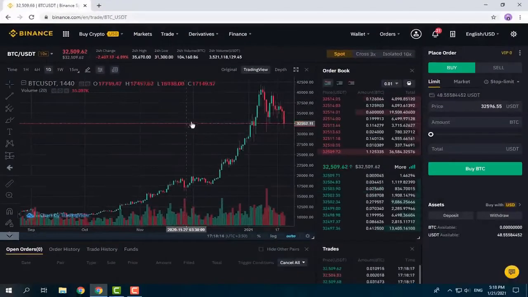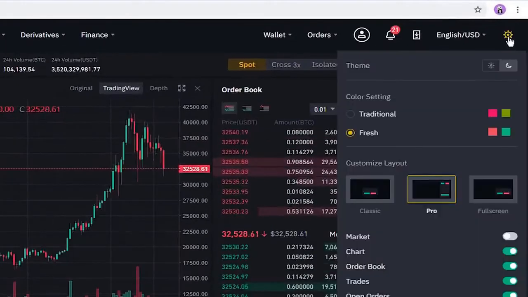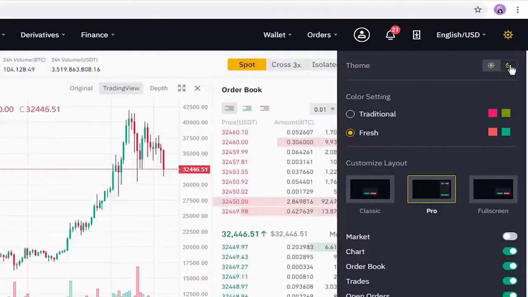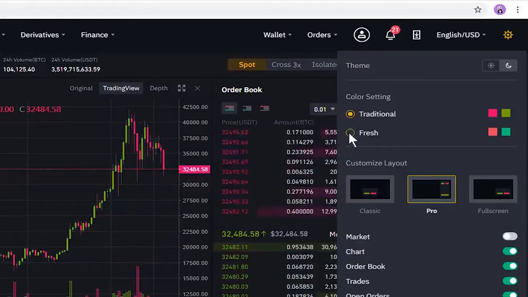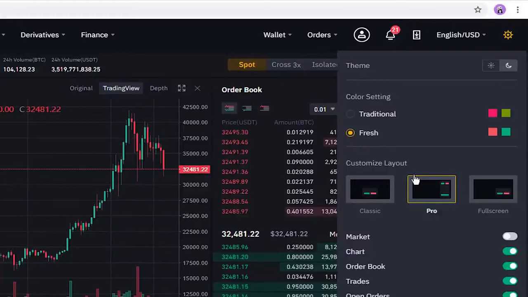All right, here we go. We are in the exchange now. First, let me show you the difference between classic and advanced. Here in the top right of the window, we have the settings button. Here you can switch between light or dark mode, as you can see. And here you can change the red and green color into traditional or fresh. We keep it fresh. And here you can customize the layout of the window, which is the classic or advanced that was labeled on the homepage.